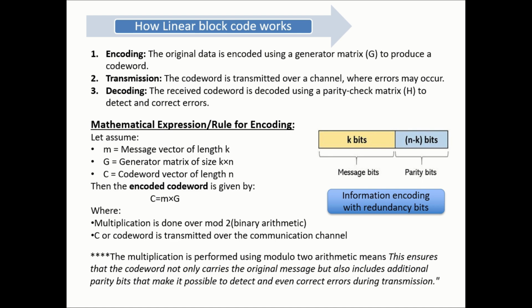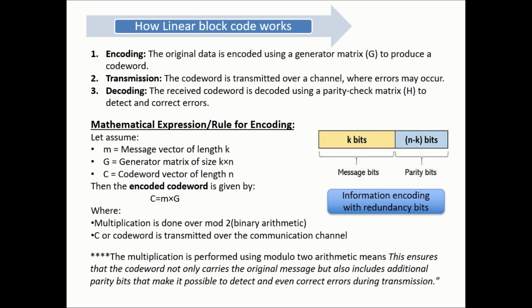The third step is decoding, where the received code word is checked using a parity check matrix. This is one more point you can understand at the receiving end, to detect and correct the error. That means finding the position where the error occurred and which data is affected, so we can change and correct the data.